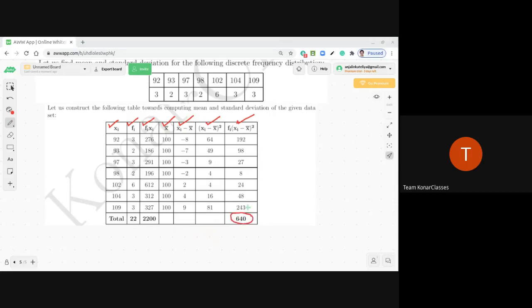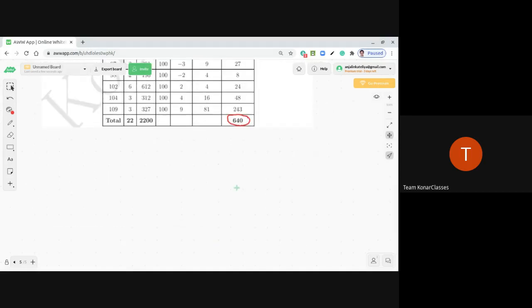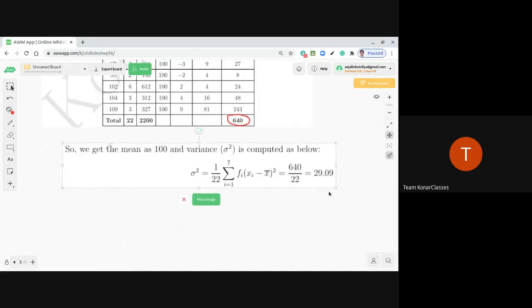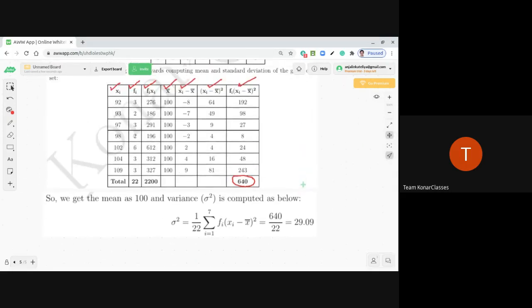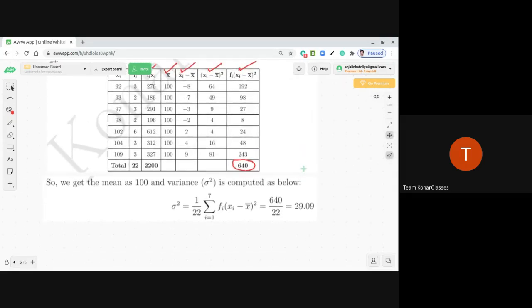Now, dear students, how do you compute the variance? The mean we get as 100, and the variance is something like this. Using this formula, that is 1 by 22, because 22 is the sum of these frequencies, i equal to 1 to 7. If you look into it, there are 7 data points here, 7 values. Then we compute and we get the value of the variance as 29.09.